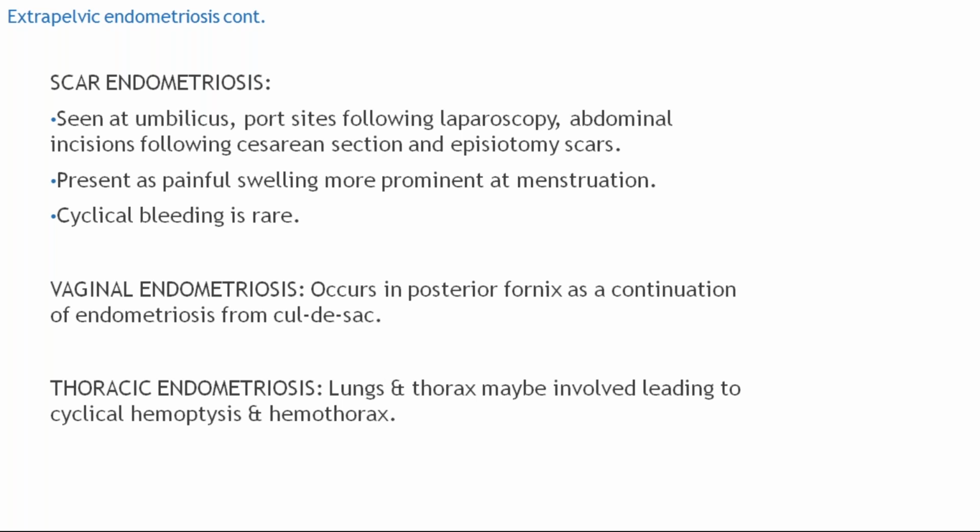But scar endometriosis, they usually complain of cyclical pain. Cyclical bleeding is very rare, but there are cases that show cyclical bleeding also. So cyclically at the site of scar, the patient will tell she's having pain. That is scar endometriosis. And vaginal endometriosis occurs in the posterior fornix as a continuation of endometriosis from the cul-de-sac. Thoracic endometriosis: lungs and thorax may be involved, leading to cyclical hemothorax and hemoptysis.